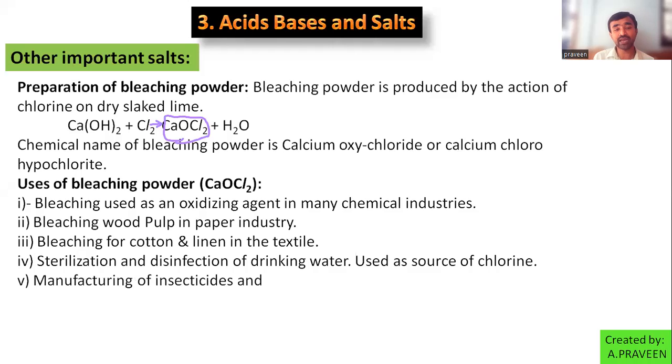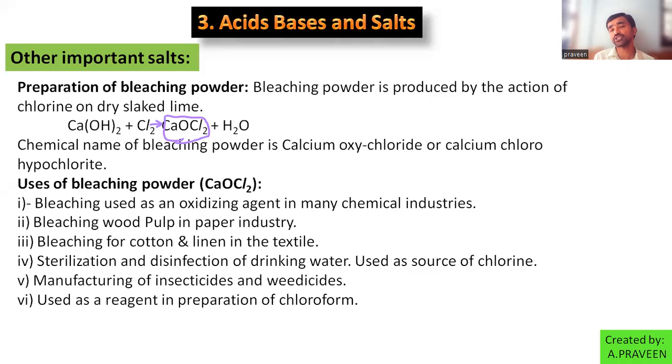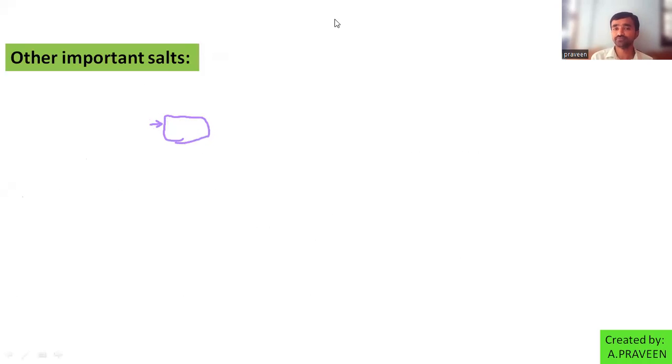Then it is used in the manufacturing of insecticides and weedicides, chemicals, right? Fertilizer production also can use this bleaching powder. Then it is used as a reagent in the preparation of chloroform, CHCl3. So remember the chemical formula of chloroform also. So these are the uses of bleaching powder and its production.